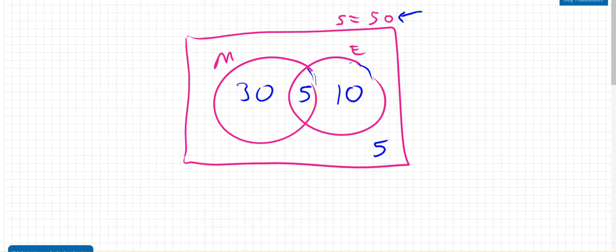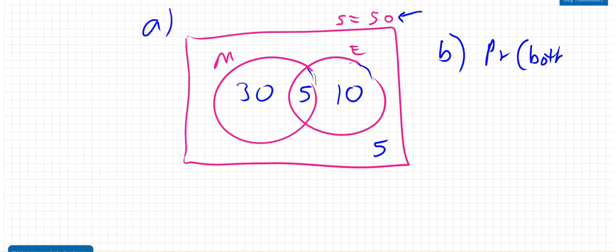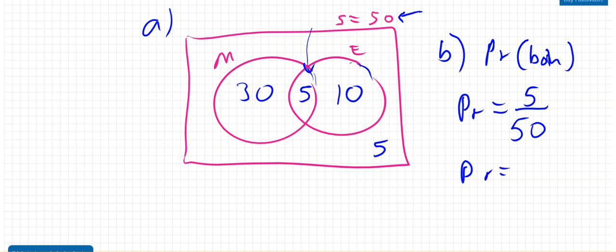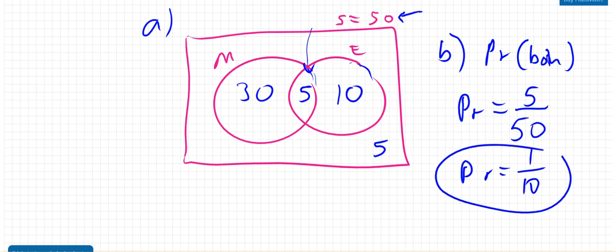The next question said, what's the probability? So that was A. B said, what's the probability of getting a student that likes both maths and English? So to do that, how many students like both maths and English? We can see it's 5. So probability is going to be equal to 5 out of the total. The base is always a total, which is 50. Always simplify your fractions. So 5 divided by 5 is 1. 50 divided by 5 is 10. Okay? So we have a 1 in 10 chance of picking someone who likes both.